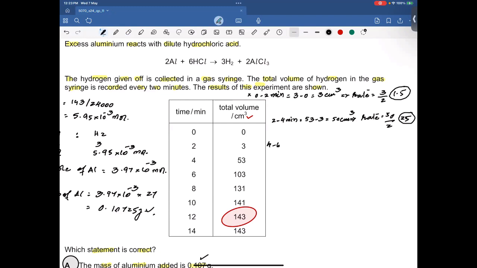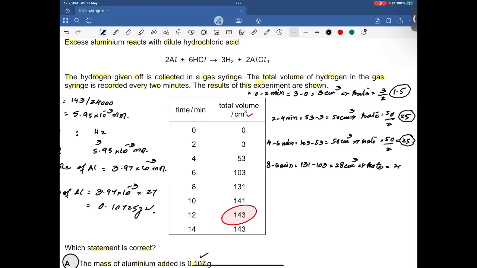Let's see what happens from 4 to 6 minutes. 103 minus 53 is 50 cm³. So to calculate the rate, 50 divided by 2 is 25. Then between 6 and 8 minutes, 131 minus 103 gives 28 cm³. So the rate is 28 divided by 2, which is 14.